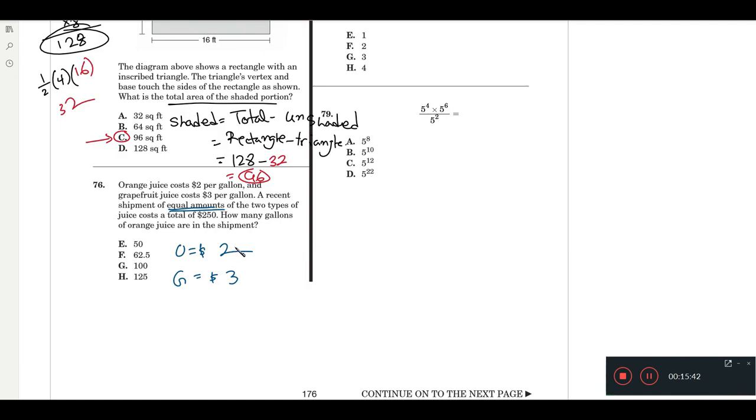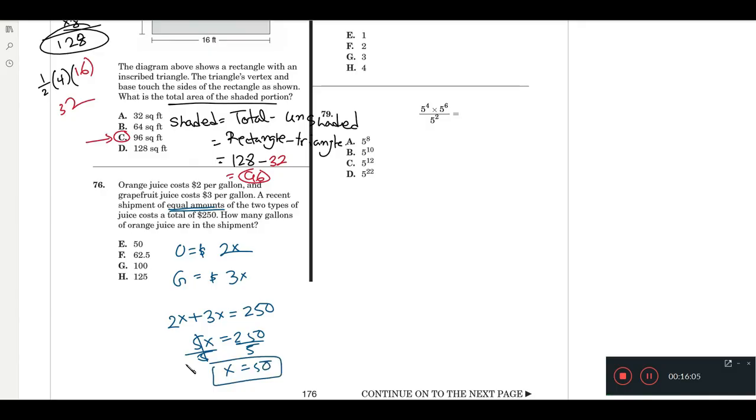2x and 3x. The total price of orange will be 2 times x, 2x. And grape price is 3x. Right? So that's the gallon. So we can set up the equation 2x plus 3x equals 250. And then we solve: 5x equals 250, so x equals 50. And then you substitute it.